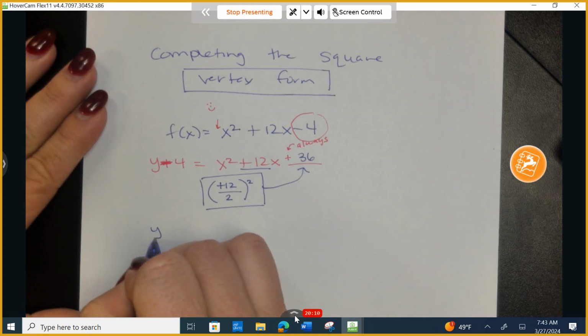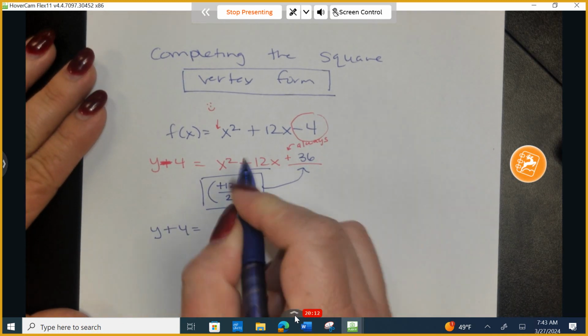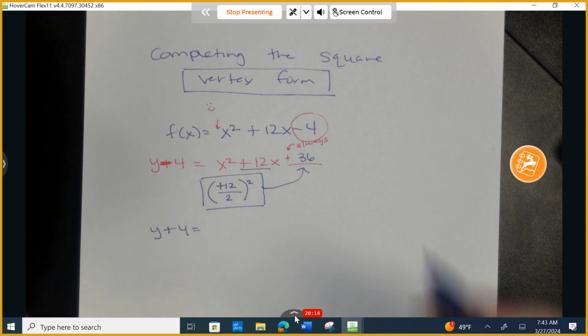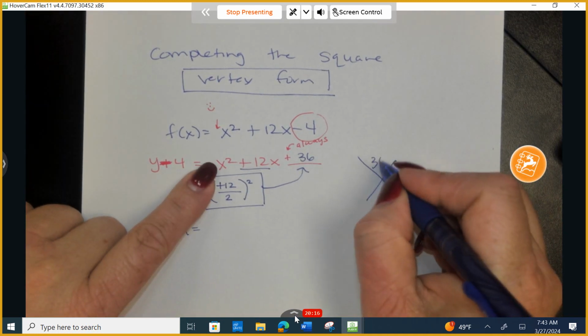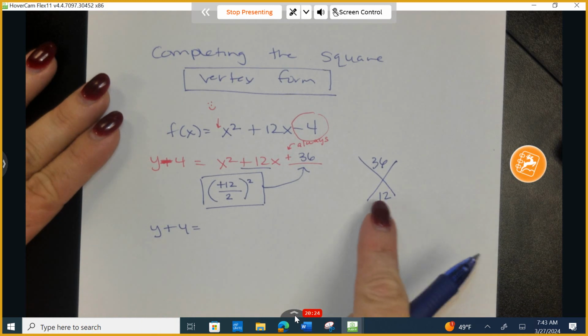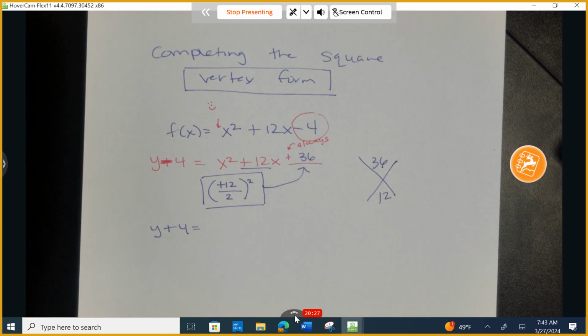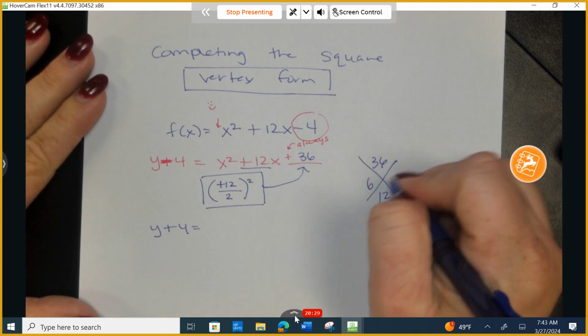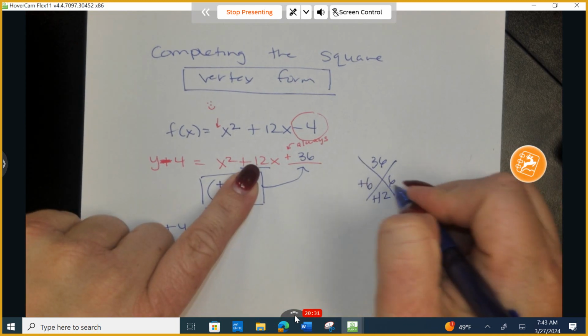And now to write this in vertex form, I'm going to factor this. So the slow way would be, okay, what multiplies to give you 36 and combines to give you 12? Anybody? What multiplies to give you 36 and combines to give you 12? 9 and 4, they don't give you 12 though. That's really close. Anybody else? 6 and 6. And they would have to be both positive.